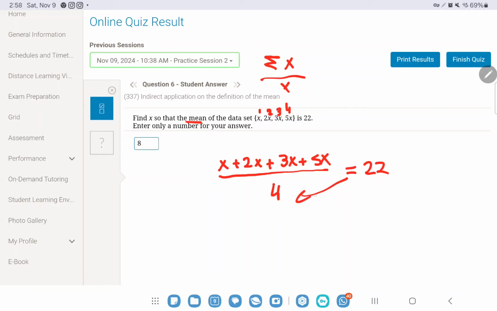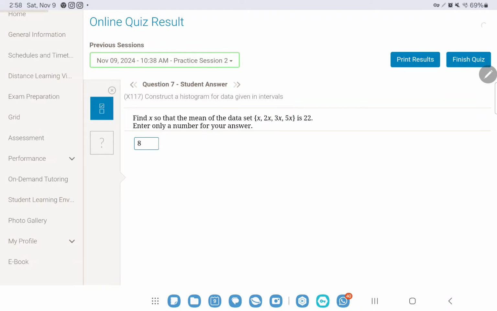You do 22 times 4, you're gonna get 88, equals x plus 2x is 3x, 3x plus 3x is 6x, 6x plus 5x, 11x. So x will equal to 8. And that is it. Now let's go on.